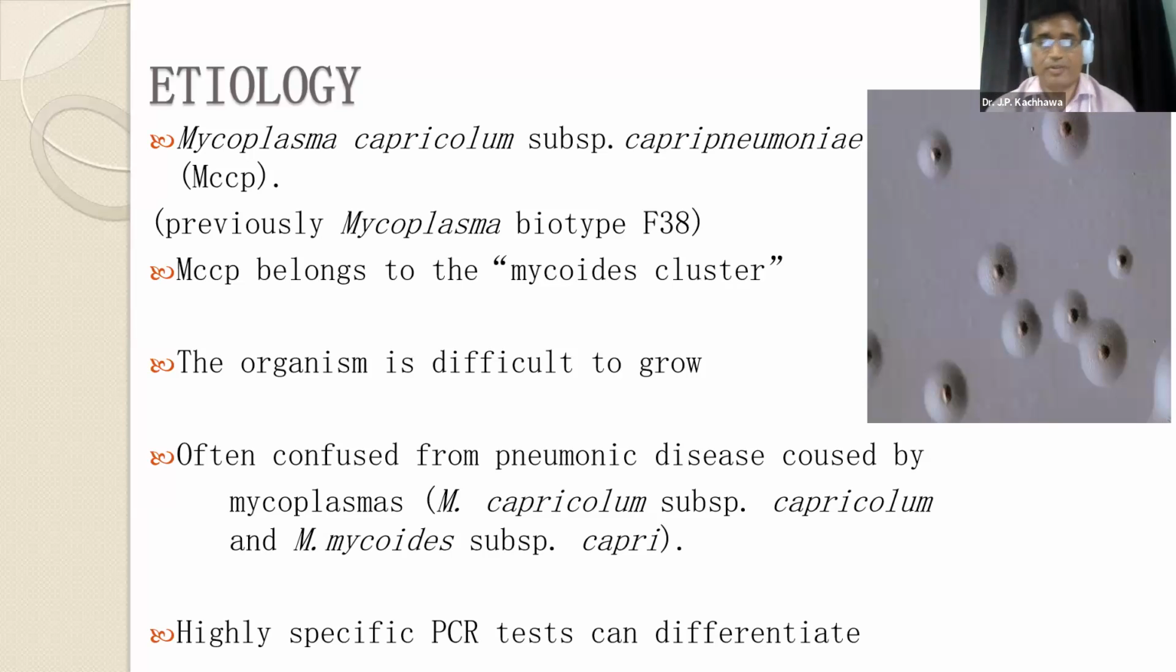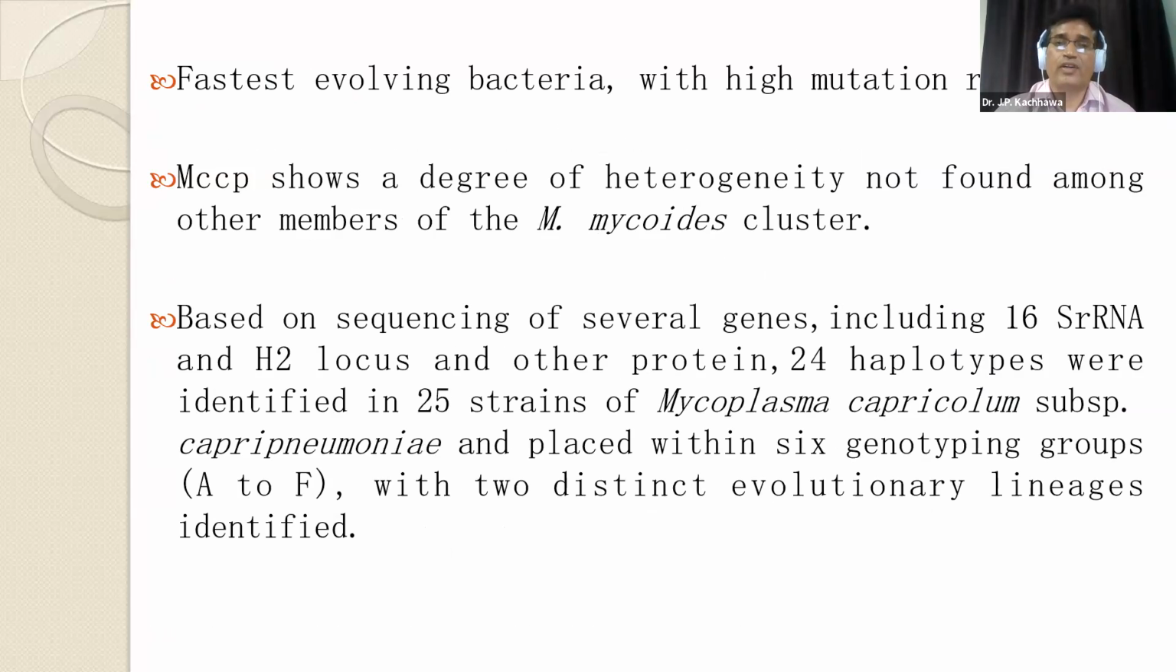These different subspecies can be identified or differentiated only by a highly specific PCR test that requires a specialized laboratory. This is a fast evolving organism that has a high mutation rate. So it is very difficult to produce an effective vaccine against this organism. This organism has some degree of heterogeneity that is not commonly found in the members of the Mycoplasma mycoides cluster.